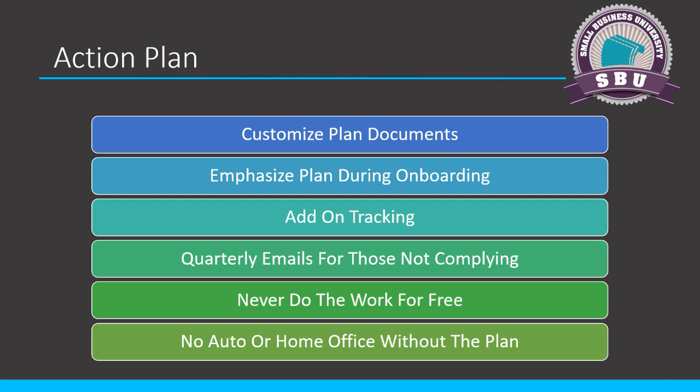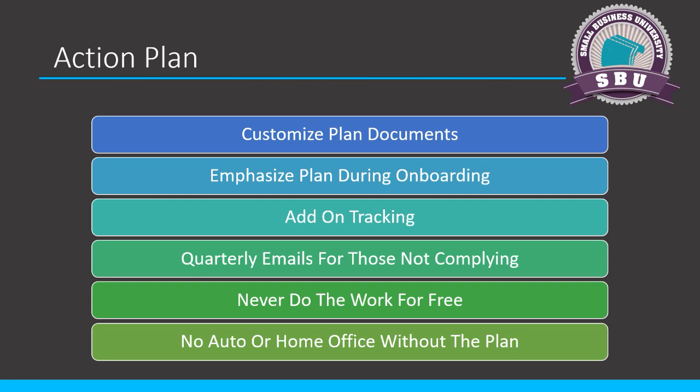Never do any of this stuff for free. Don't just start including it. And then finally, if they do not send you these reports and they are not willing to pay you for it, hold the line on letting them deduct auto or home office if their automobile is in their personal name. Now let me mention something. What if their automobile is not in their personal name? What if it's in the corporation's name? They still need to track mileage to figure out what the business use is, but you can put that automobile on the books then.